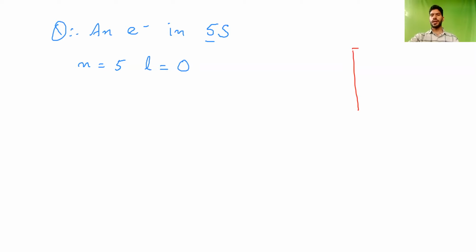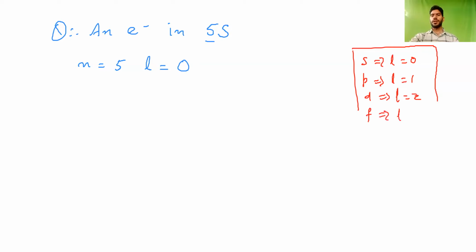I have told you that for s, L value is taken as 0, and for p, L value is 1. Similarly for d, L value will be 2. For f, what will be the L value? 3. Similarly, if there is another orbital, g, the L value will be 4. So you have to remember this table. This is very important because we use it everywhere.